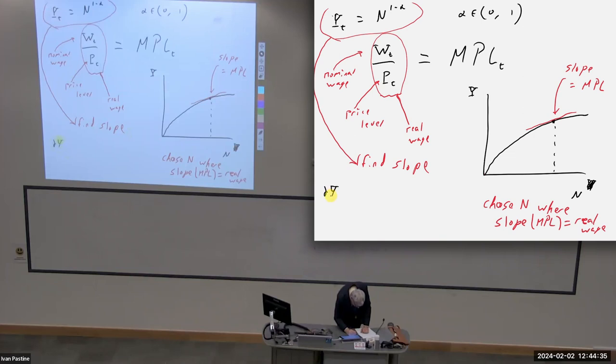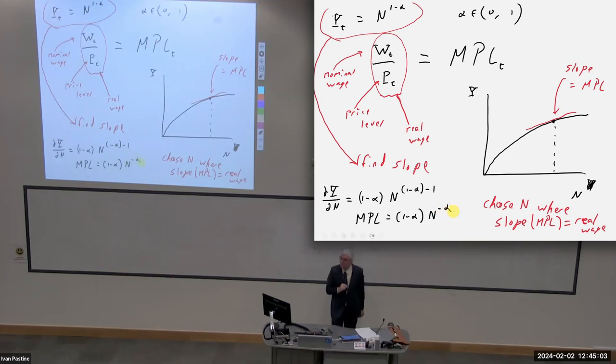derivative of y with respect to n is equal to 1 minus alpha, taking the power down, n to the 1 minus alpha minus 1, and subtracting 1 from the power. So the marginal product of labor is equal to 1 minus alpha times n to the minus alpha.